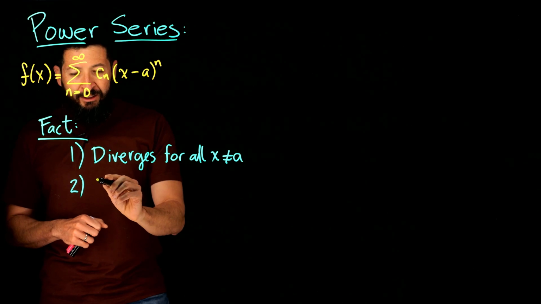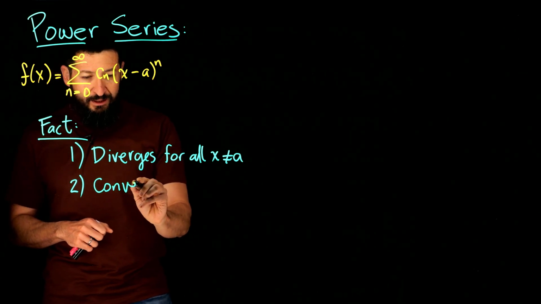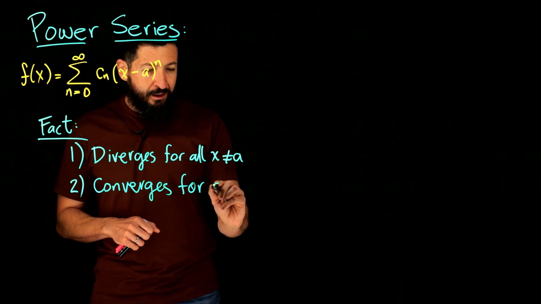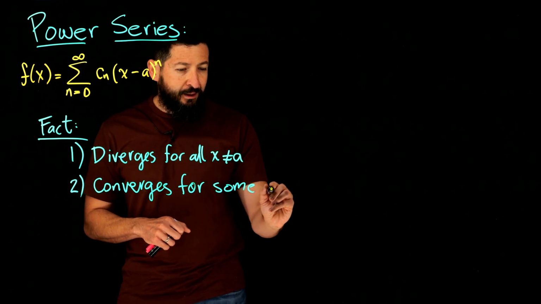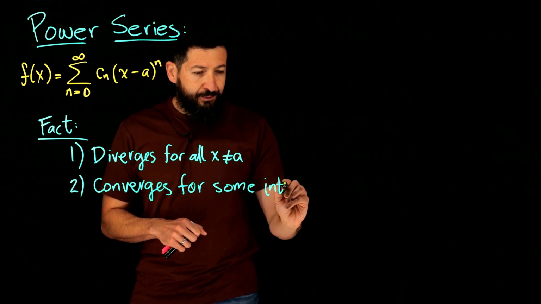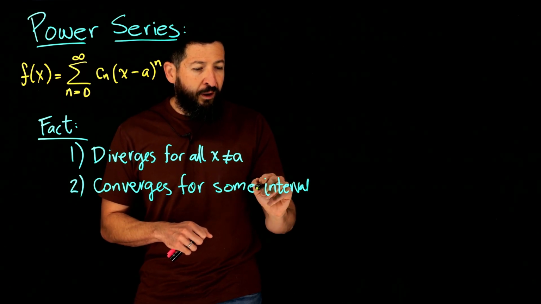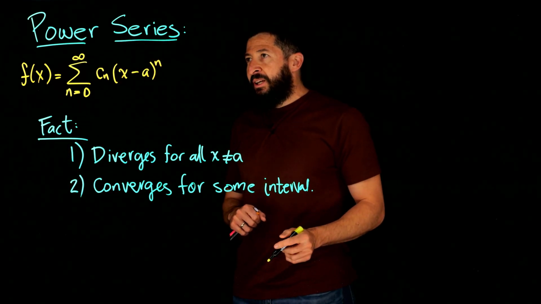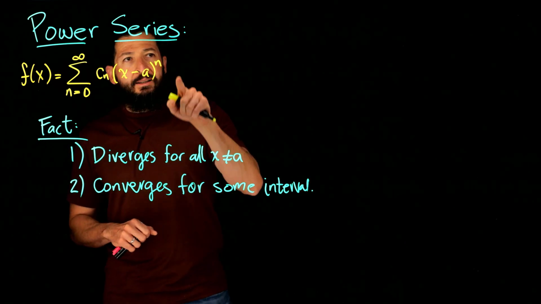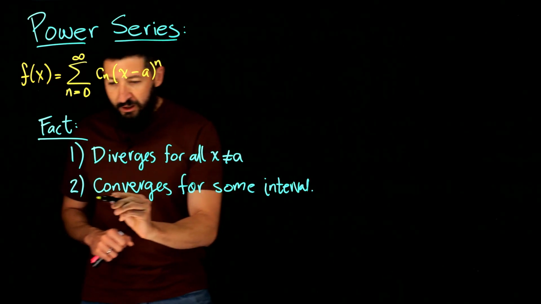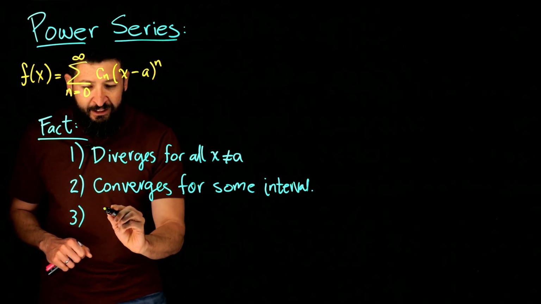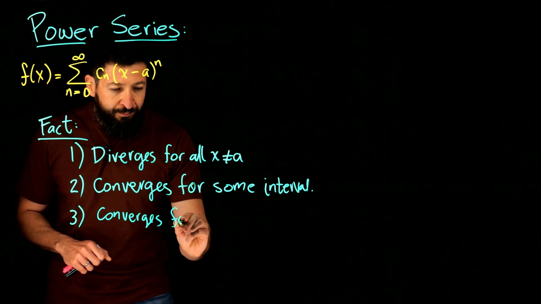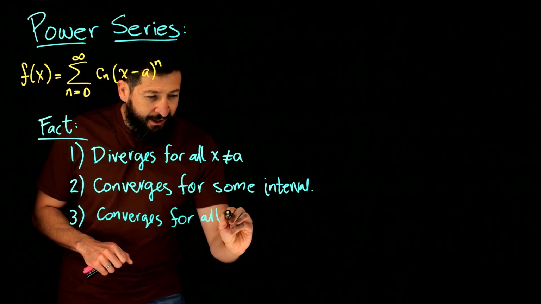Then you could have that it converges for x in some interval. So you have an interval where the series converges, and that's going to be called the interval of convergence. Number three, the other alternative is that it converges for all real x's.